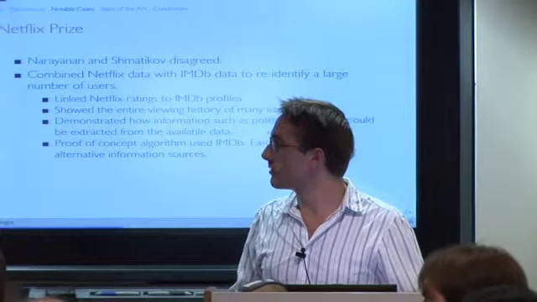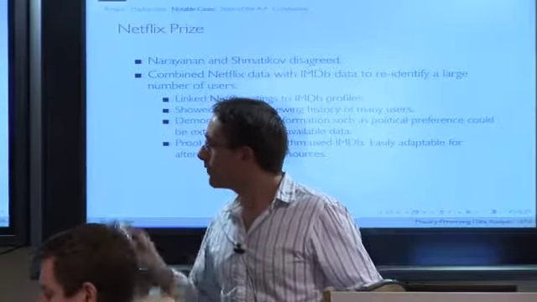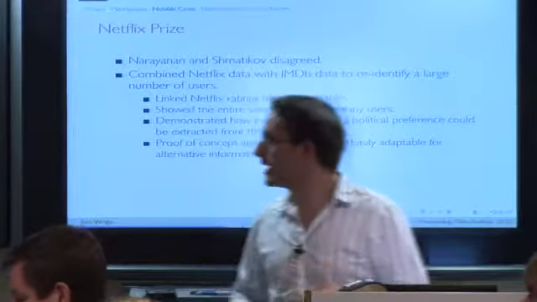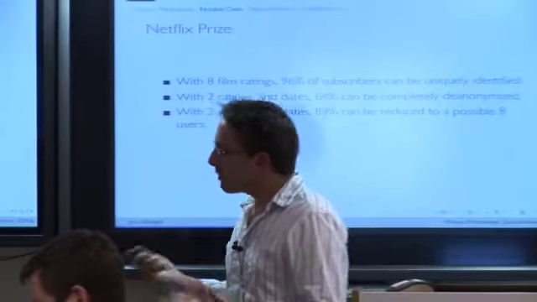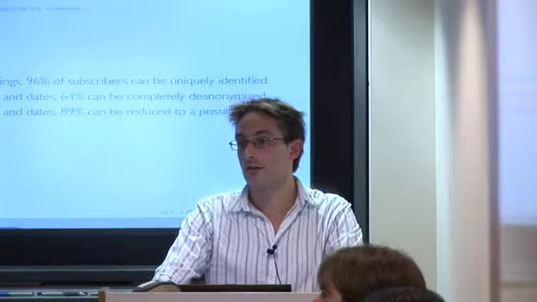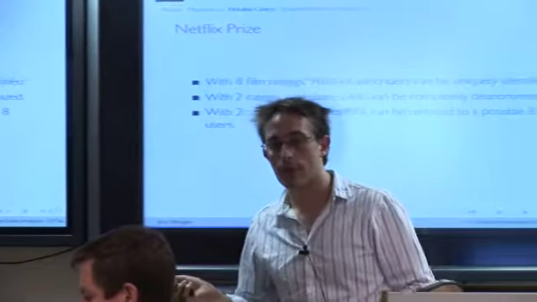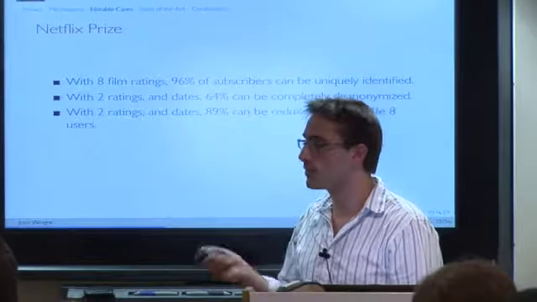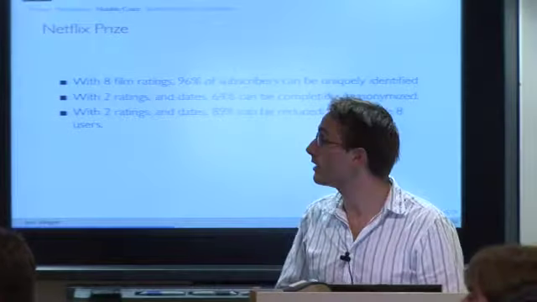They developed this into a proof-of-concept algorithm that used the database available at IMDb user profiles. However, one of the things that they make a point of saying is that it's easily adaptable to include other sources. The results that they were getting were that with 8 film ratings, 96% of subscribers are unique within the Netflix database. So 8 is not a lot of film ratings. The interesting thing about this figure was that even if they had 8 film ratings, 2 of which had been misidentified by their algorithm, they were still getting this 96% unique identification rate.